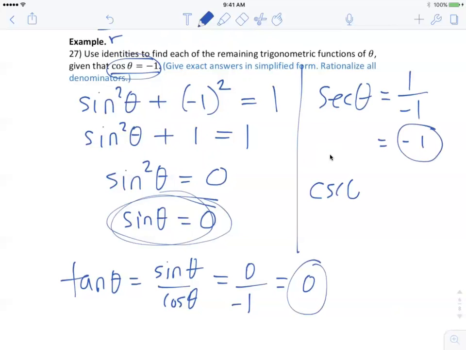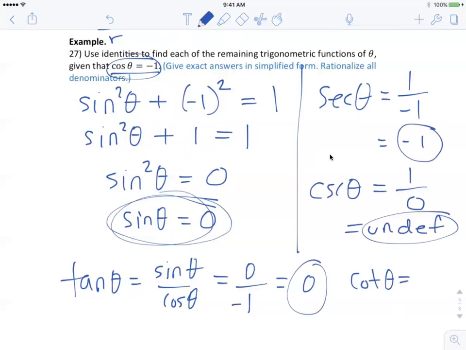Cosecant is the reciprocal of sine. So if sine is 0, cosecant is 1 over 0, undefined. And then tangent is 0, so cotangent is 1 over 0, again we get undefined. Okay, so there's a way to use those trigonometric identities to solve a problem like that. Pretty useful. And that's the end, 5.2.